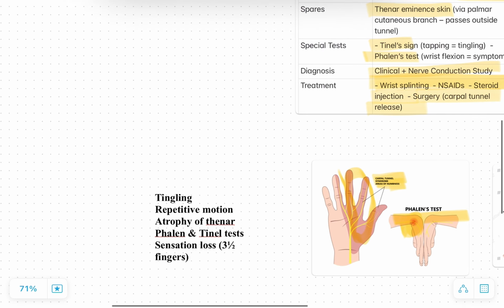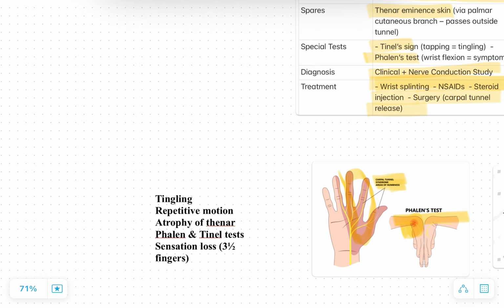So we can easily remember the symptoms by the mnemonic: tingling on repetitive motion, atrophy of the thenar muscles, Phalen and Tinel's test positive, sensation loss over 3.5 fingers. So TRAPS is the mnemonic. Tingling, repetitive motion, atrophy of the thenar muscles, Phalen and Tinel tests are the provocative tests which are positive, sensory loss over the lateral 3.5 fingers on the palmar side.